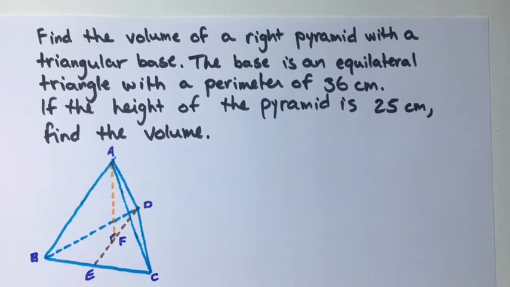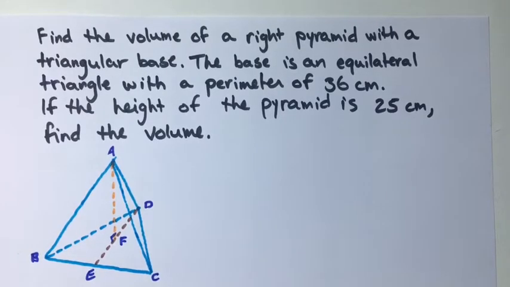In this example, we want to find the volume of a right pyramid with a triangular base. The base is an equilateral triangle with the perimeter of 36 centimeters. If the height of the pyramid is 25 centimeters, find the volume.